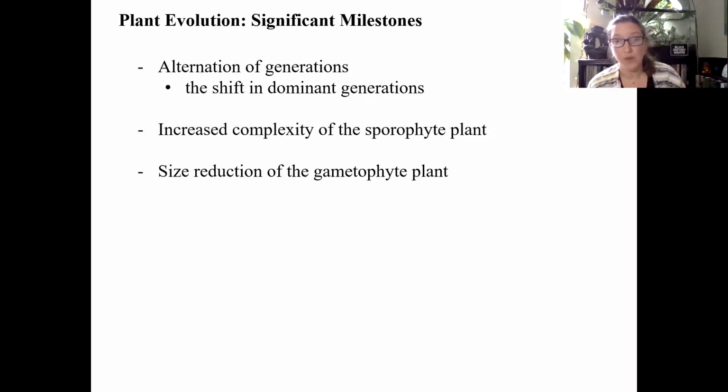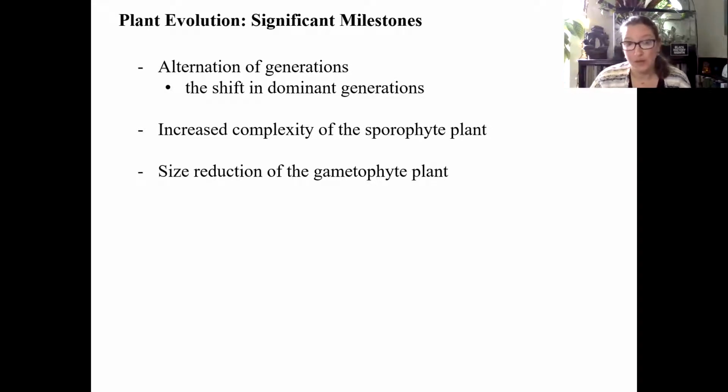For example, way back when we were talking about the mosses, the Polytrichum moss sporophyte plant was like this big, it's itty bitty. It had to be attached to the gametophyte plant, which was much larger, and that sporophyte plant wasn't photosynthetic. It had a foot, a seta, and a capsule. It didn't have any roots, stem, or leaves, and wasn't able to do any sort of gas exchange.